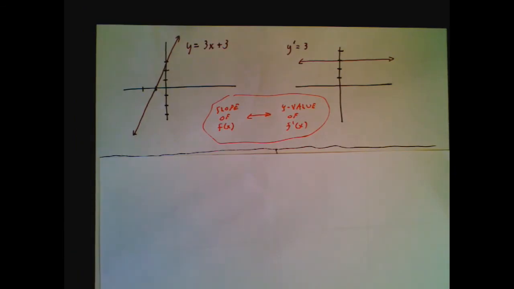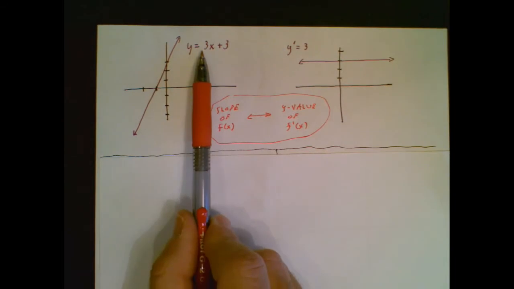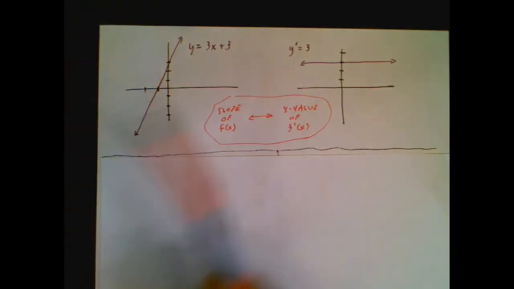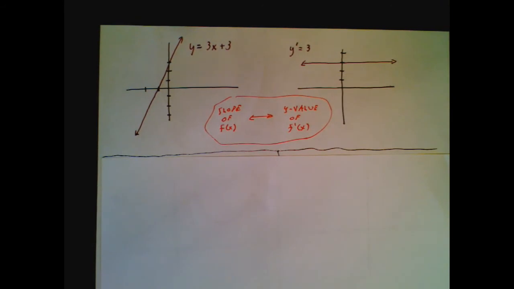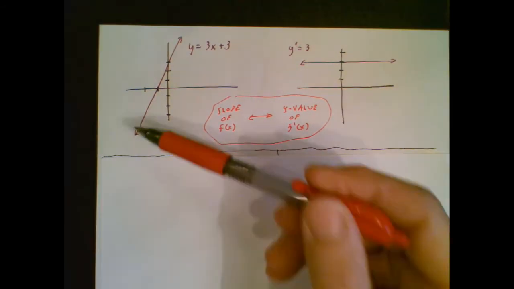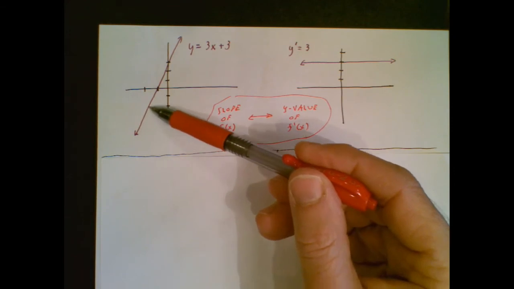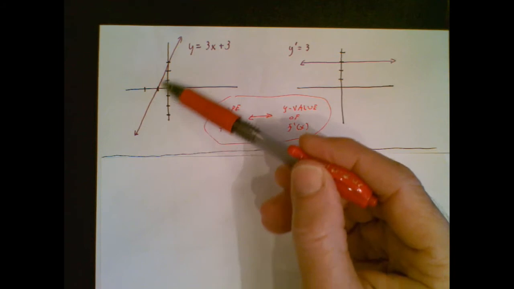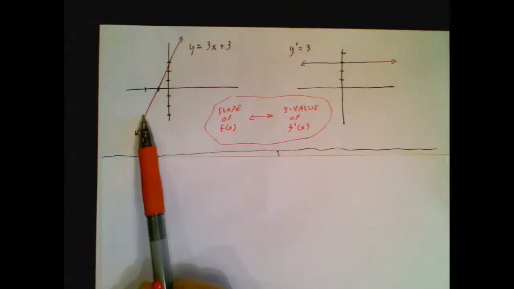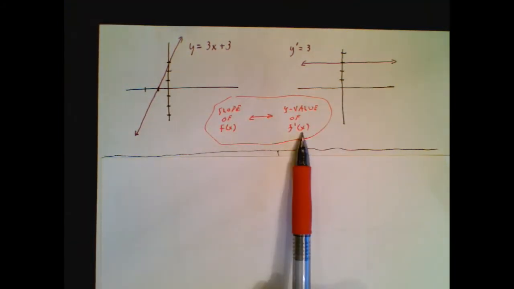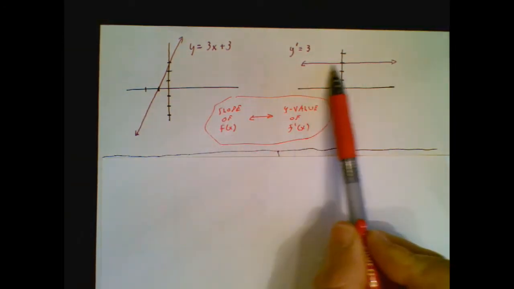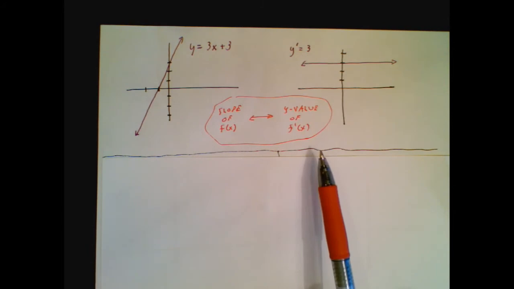Here's one that I've already put down, the original function and its derivative. To go from here to here, that's one of the easiest derivatives you could get. But let's think of it in picture form. As I move along this line, the slope is always 3. So the slope of my function is the same as the y value of my derivative. If the slope is always 3, the derivative would always have a y value of 3.